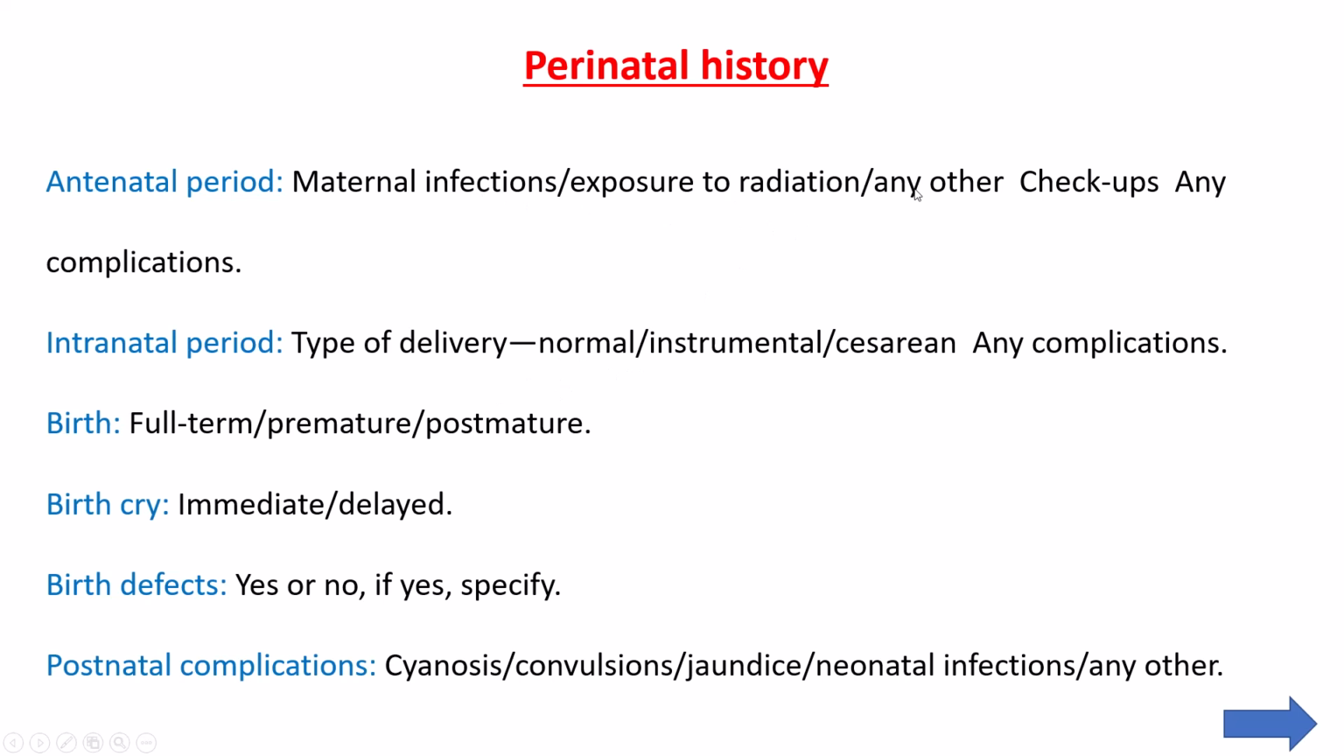Here so many options are given, and whichever is suitable you have to write. Birth cry: he cried or not, or delayed cry. Birth defects, if anything is found at that time, we have to mention here. Postnatal complications after delivery: what happened to the baby, such as cyanosis, convulsion, jaundice, neonatal infection, or any other. So this perinatal history tells about the patient's condition when he is inside his mother's womb, during delivery, and after delivery.